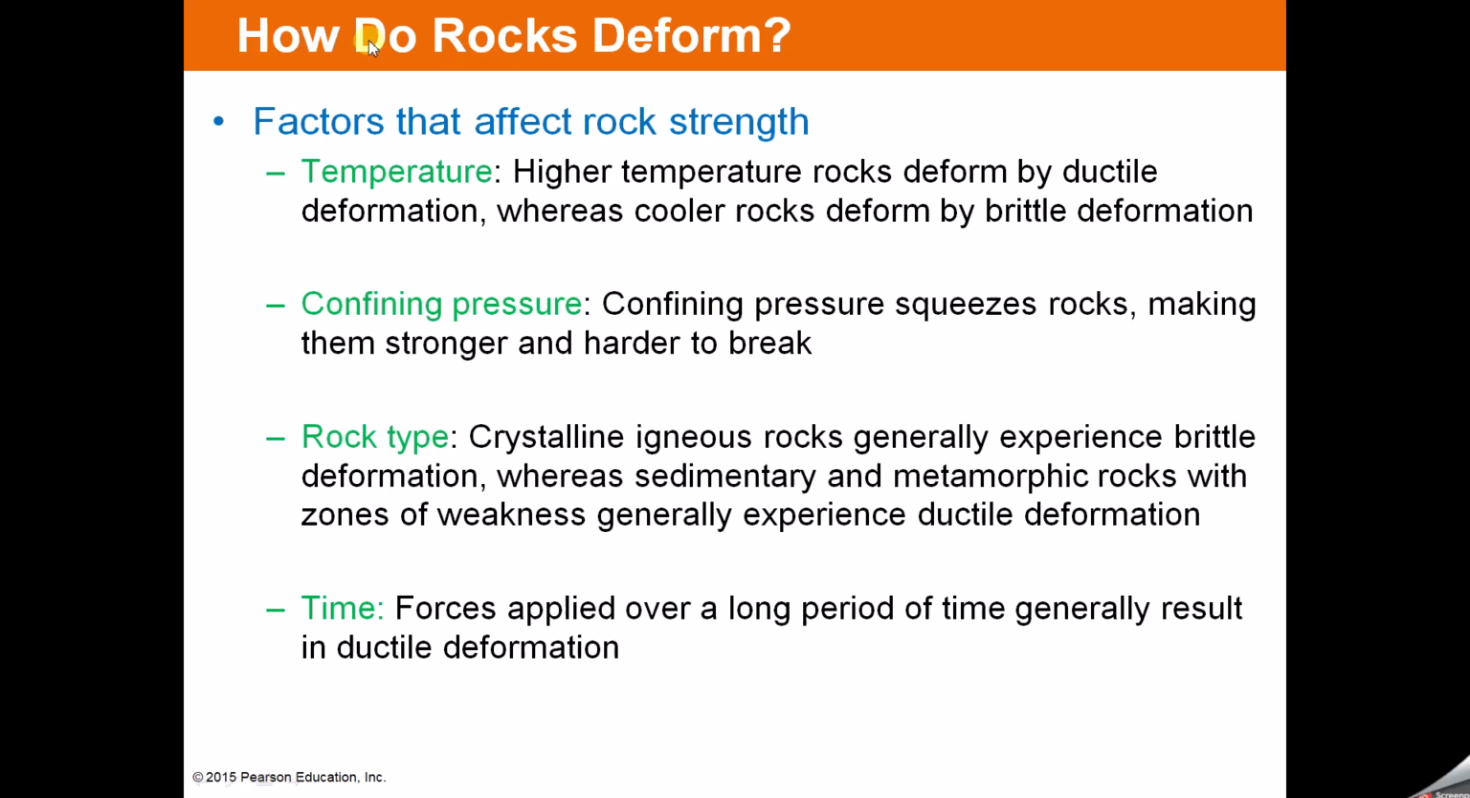Okay, how do rocks deform? Factors that affect rock strength: temperature. Higher temperature rocks deform by ductile deformation, and that, as we said, happens at greater depths, below the surface. Whereas cooler rocks deform by brittle deformation. Usually cooler rocks exist at the surface. Confining pressure: confining pressure squeezes rocks, making them stronger and harder to break.